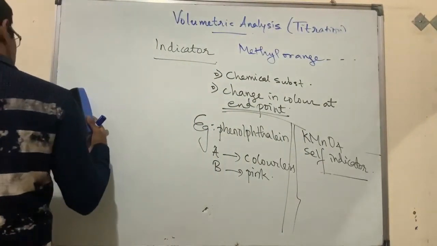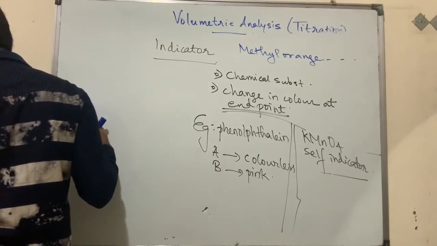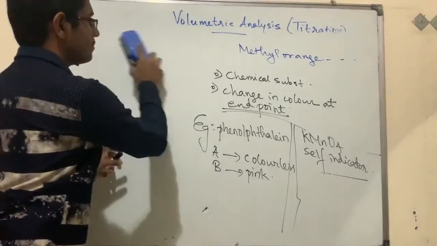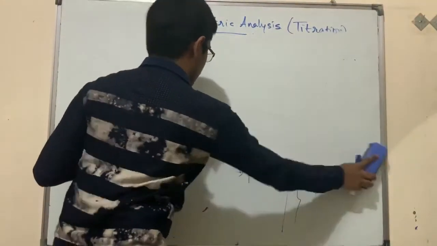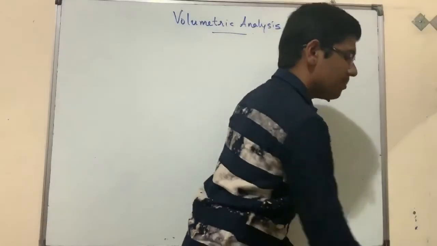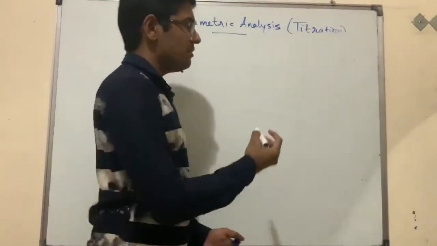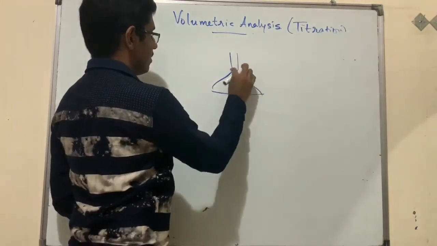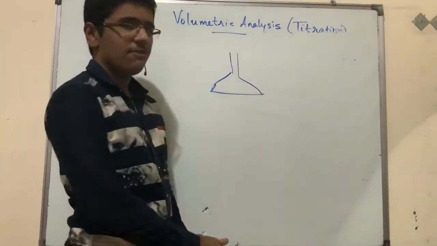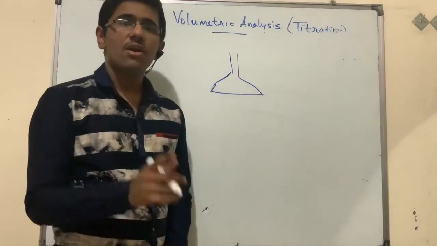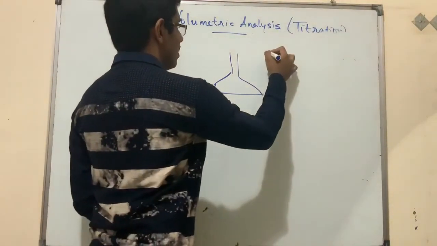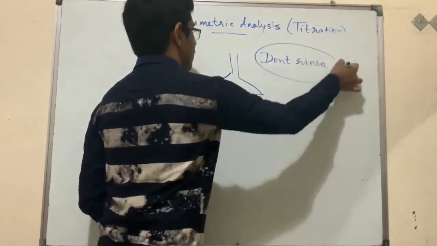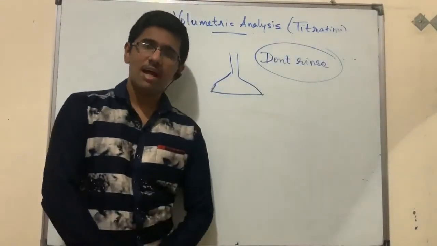Next question is actually, why should the titration flask not be rinsed? What is a titration flask? Titration flask is a conical flask. I'm just drawing a simple conical flask. Just imagine this is a conical flask. This conical flask you are not supposed to rinse. Don't rinse. Why are you not supposed to rinse a conical flask?